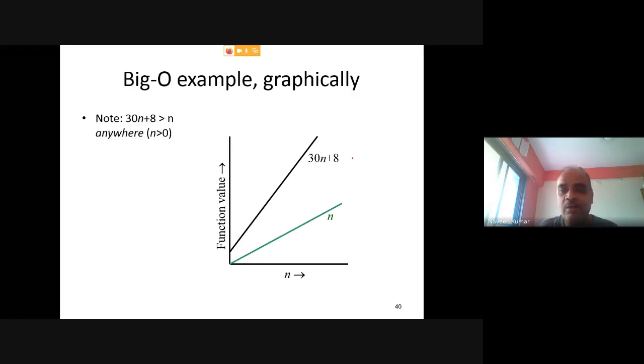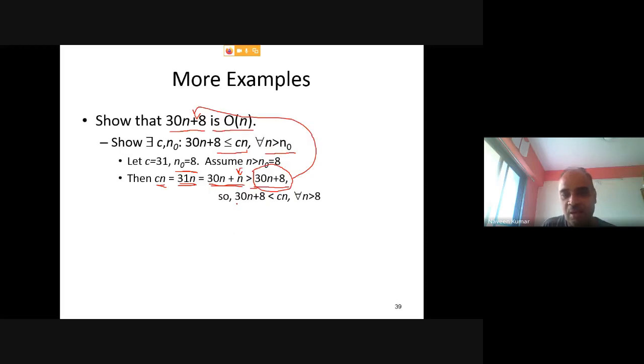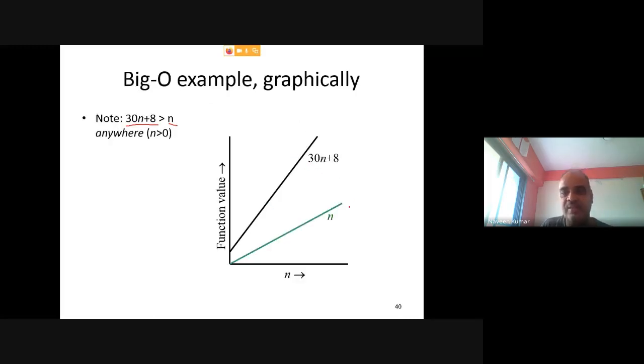So the 30n plus 8 function is always greater than function n, whatever value of n you take, correct? Now look at this function. Actually we are more interested in 30n plus 8 as compared to Cn. What we showed in the last slide is that 30n plus 8 is less than Cn for all n greater than 8. That is what we want to show. Here we have realized that 30n plus 8 is always greater than n, whatever the value of n is.